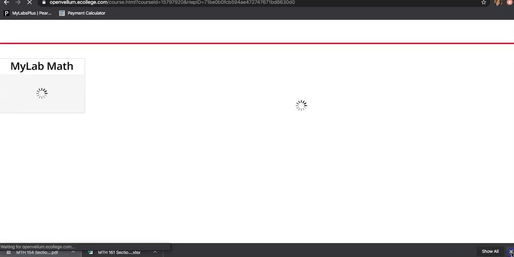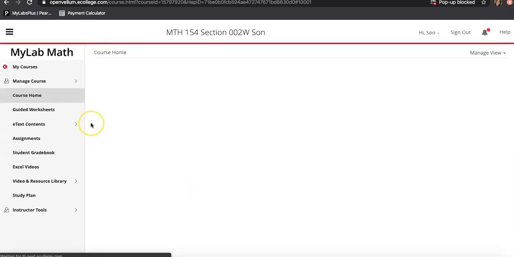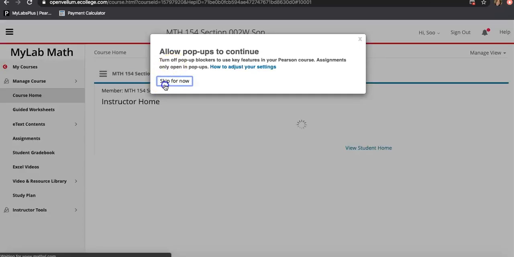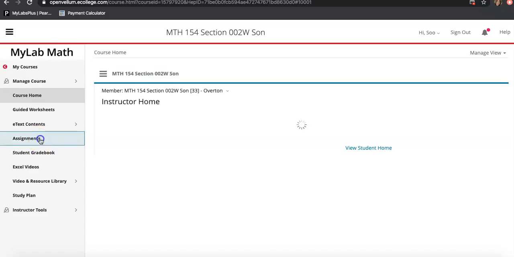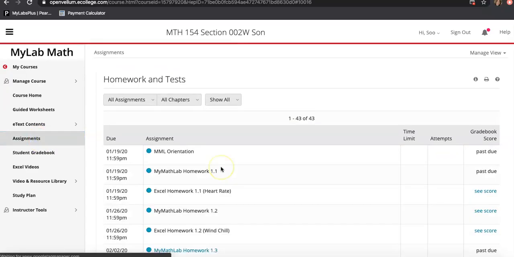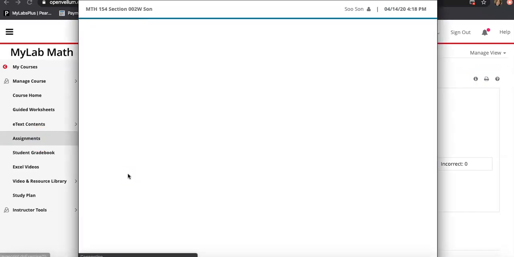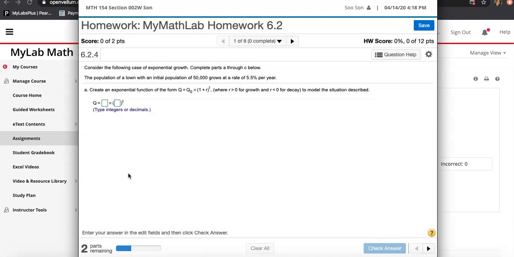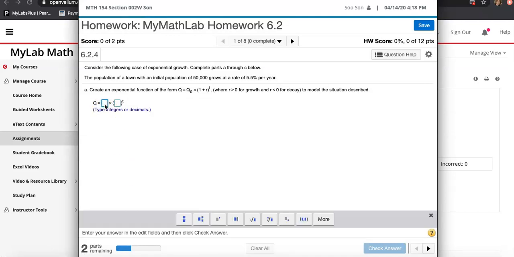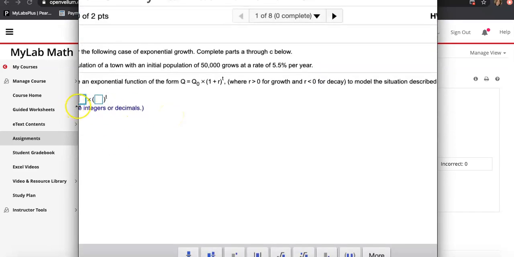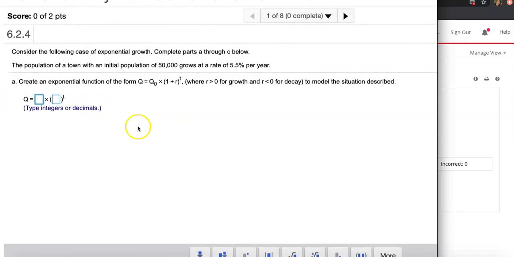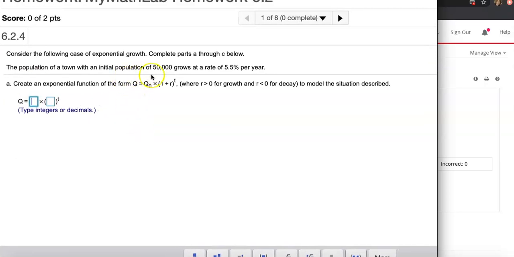Going to your class, I'm not sure if I opened it already, but let me just go to assignment and show you why I'm going over these with you. MyMathLab homework 6.2. The first 4 problems go like that. It's very similar to what we are doing. It doesn't show us the second part, but creating an equation with the initial population of 50,000.